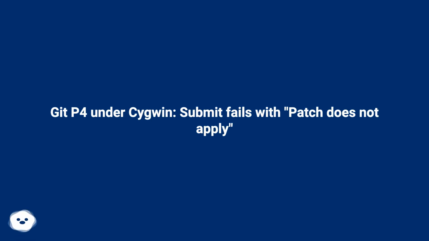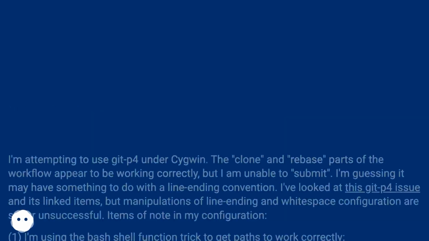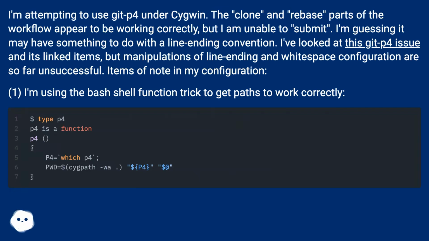Git P4 under Cygwin. Submit fails with patch does not apply. I'm attempting to use Git P4 under Cygwin. The clone and rebase parts of the workflow appear to be working correctly, but I am unable to submit. I'm guessing it may have something to do with a line ending convention.